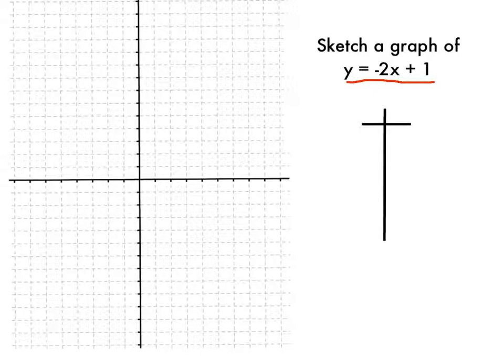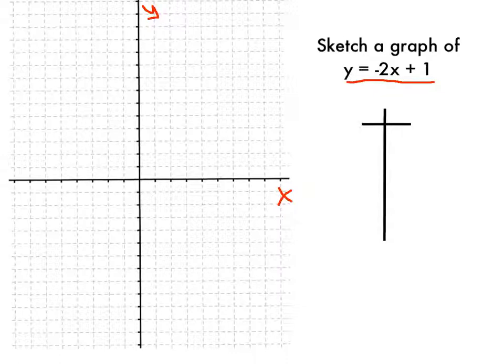So in order to sketch a graph of this, y equals minus 2x plus 1, we need to plug in points. We need to find points, plug in values for x. So we have our x-axis and our y-axis, and all of these ordered pairs, or all these points on this rectangular grid, are going to have a relationship of minus 2x plus 1 between the x's and the y's.